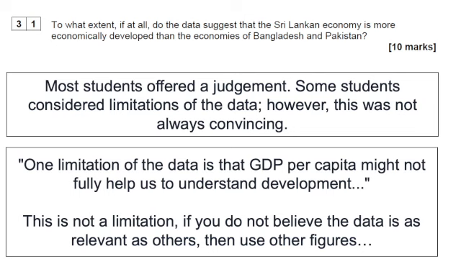So this is one that I saw quite regularly. One limitation of the data is that GDP per capita might not fully help us to understand development. All right, I mean, yeah, that is true, but then don't pick it. I've already mentioned earlier, you've got 17 columns of data. If that's what you think, then you don't have to pick that point, and therefore it's not really considered a convincing limitation.